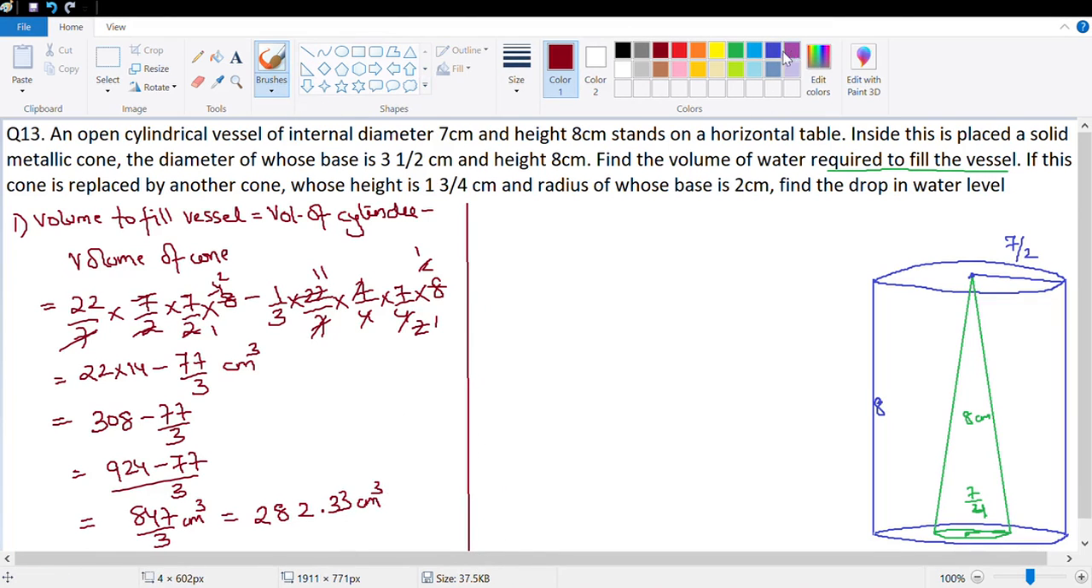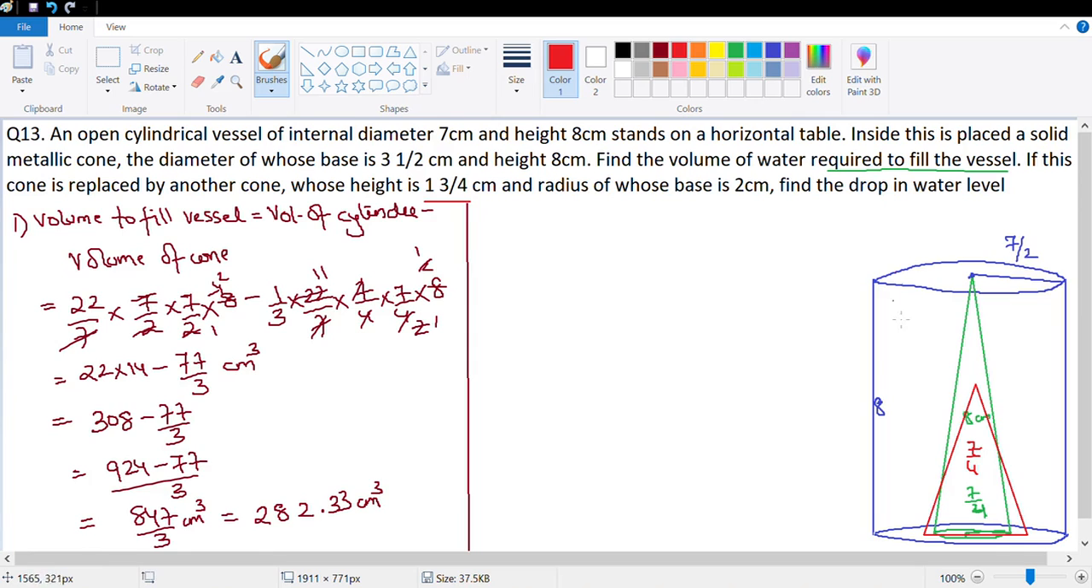Let's read the second part of the question. The second part of the question says, if this cone is replaced by another cone. Okay, so let's say we have a smaller cone now. Is it smaller? Yeah, it can't be bigger than this. The height can't be bigger than this. Replaced by another cone whose height is 7 by 4 and the radius is 2 centimeter. The radius is bigger than the previous one. Find the drop in water level.